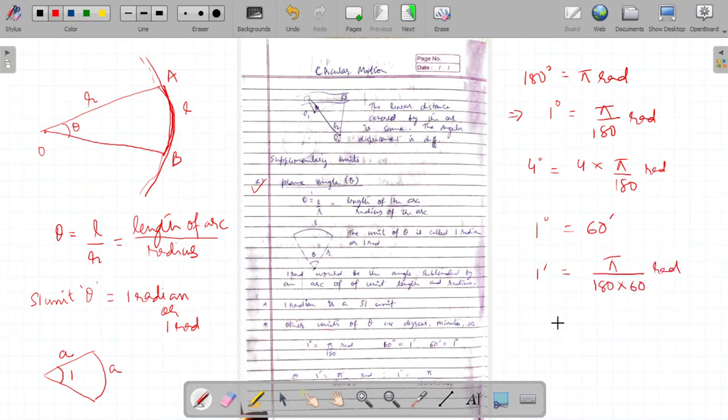And we'd say that 1 minute in itself is made up of a smaller unit that is called seconds. So we say that 1 minute is made up of 60 seconds, or we can say 1 second in radians can be written by simply dividing 1 minute by 60. So that would be pi divided by 180 divided by 60 divided by 60 radians, and that would be equal to 1 second.